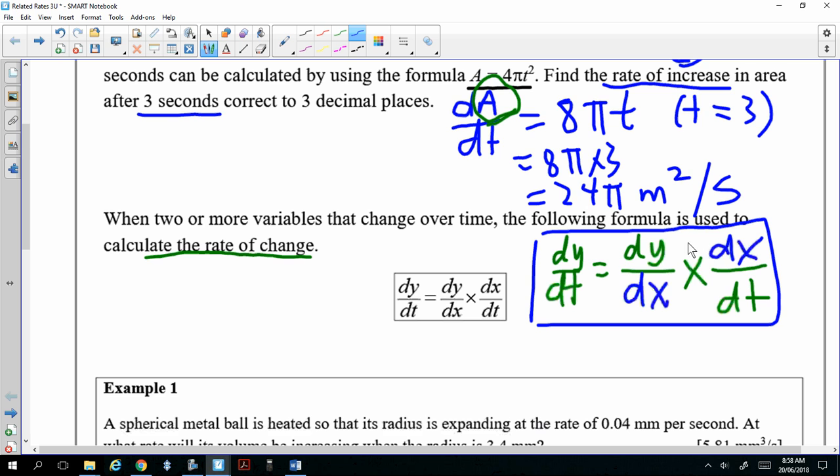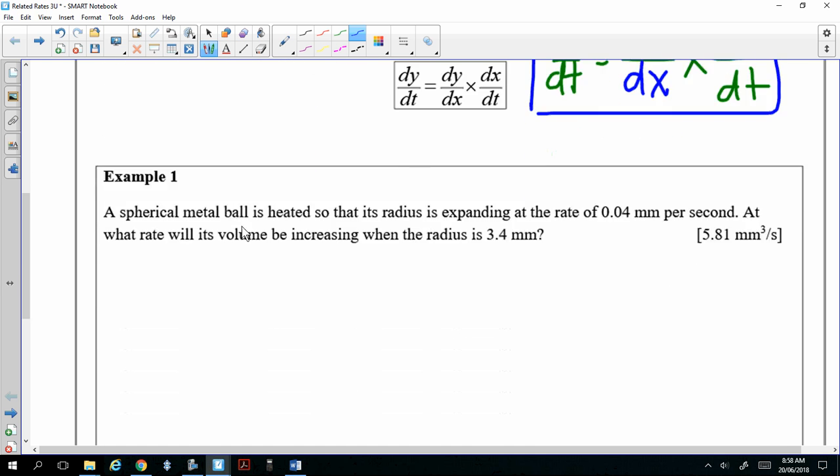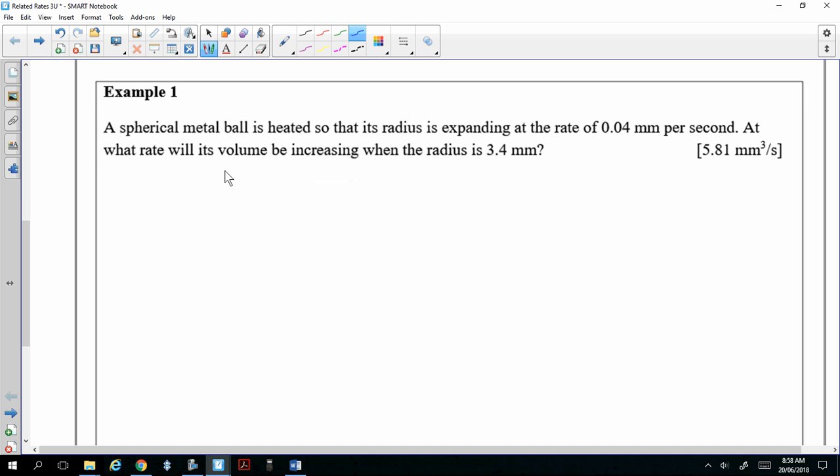Or if we are given the rate of change of x, or vice versa, given the rate of change of y, find the rate of change of x. Okay, so we're going to use this formula to do the first problem. Okay, example 1. I'll just show this again.